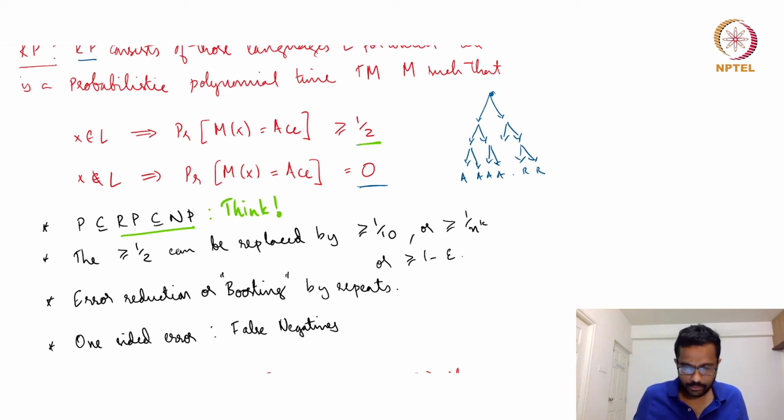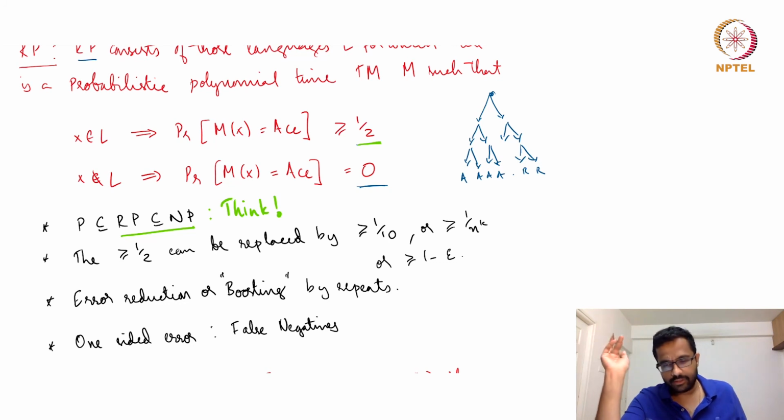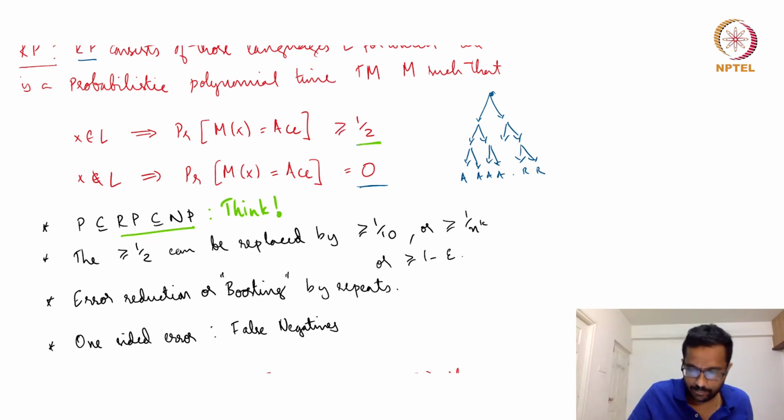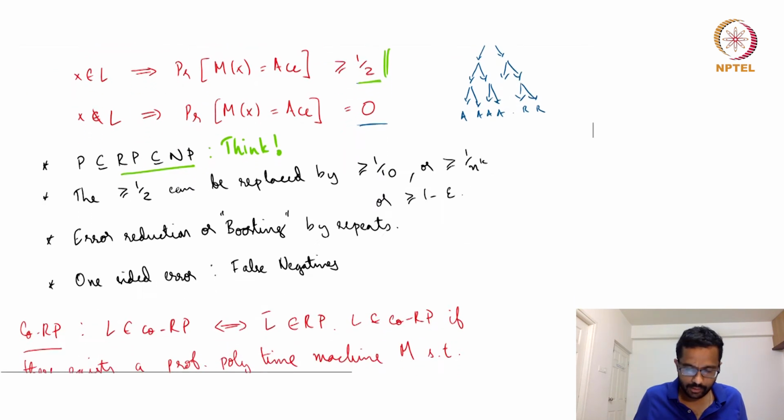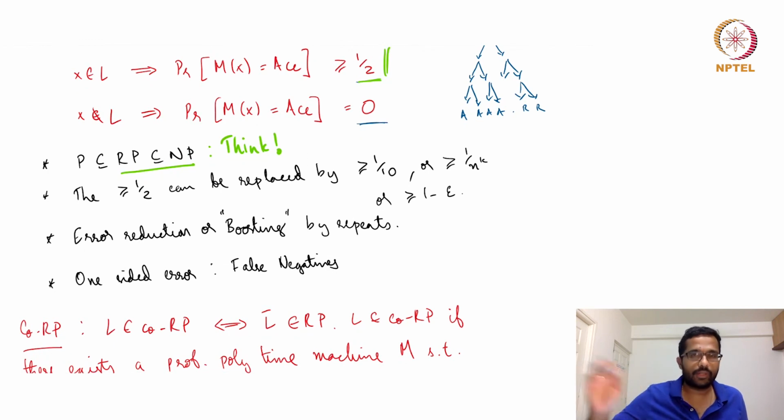Again, this half is just an arbitrary number, but if you look at textbooks, you may see 1/4 or maybe 2/3 in the place of half for the definition of RP. So don't be surprised if you see some resource that states a different requirement in place of half. It's just because you could move from one to the other just by repeating it some number of times.